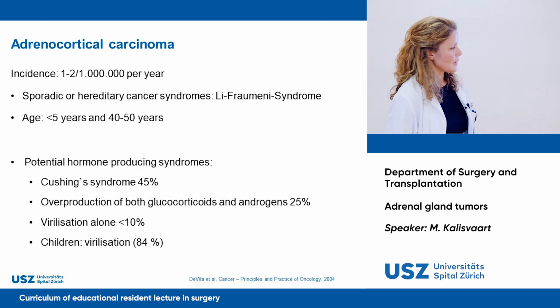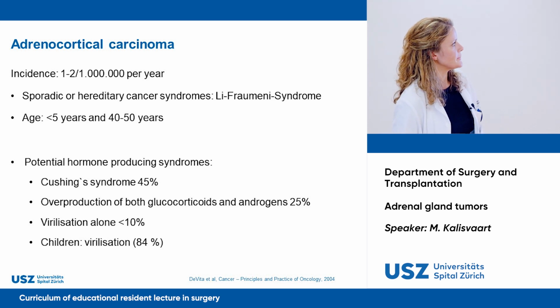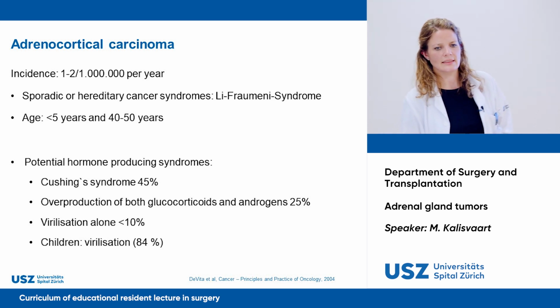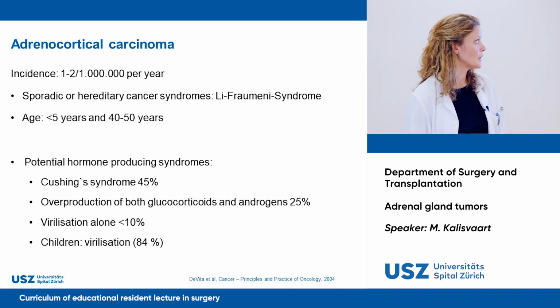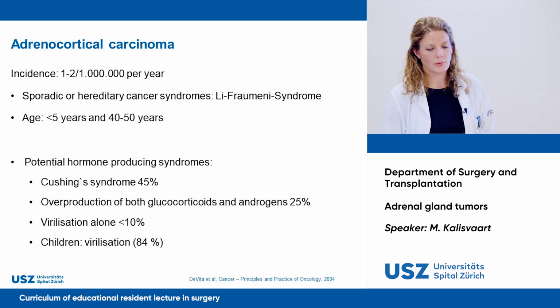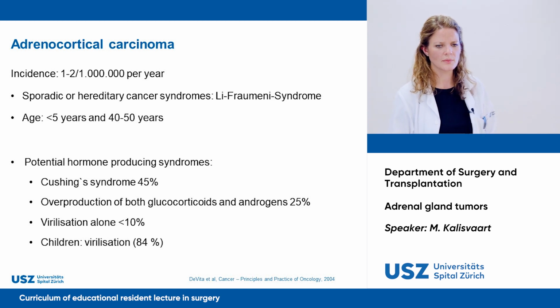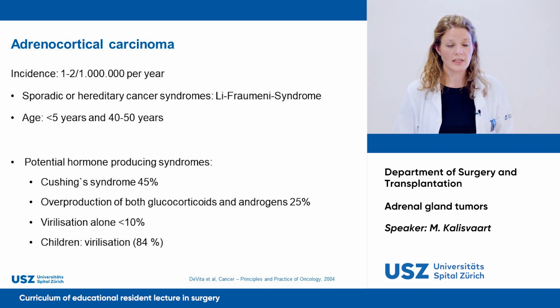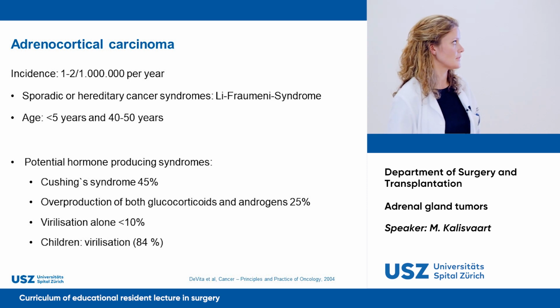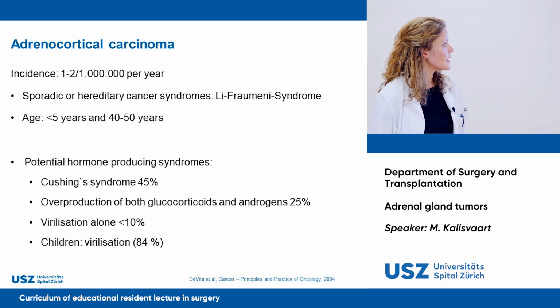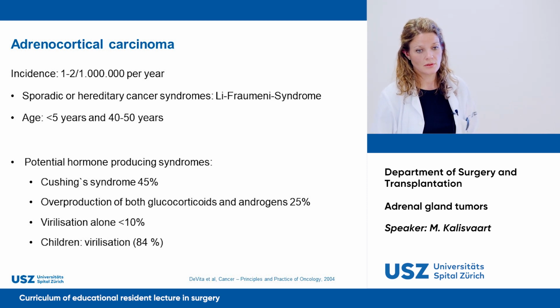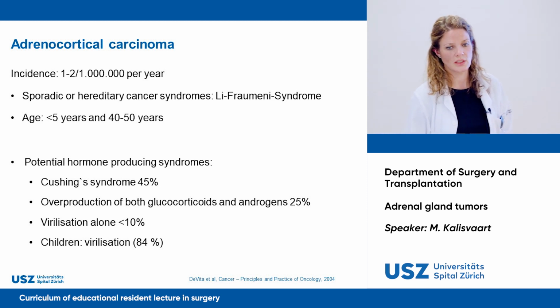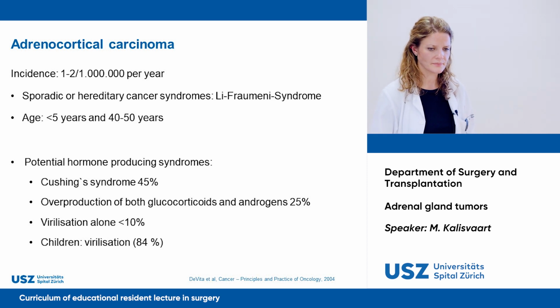Then we have the primary malignant tumor of the adrenal gland. That's the adrenocortical carcinoma. It's a rare tumor with an incidence of 1 to 2 people per 1 million. They can be sporadic, but also hereditary in the context of the Li-Fraumeni syndrome. Most of the time, these patients will present as very young children, younger than 5 years of age, or between the 4th and 5th decade.